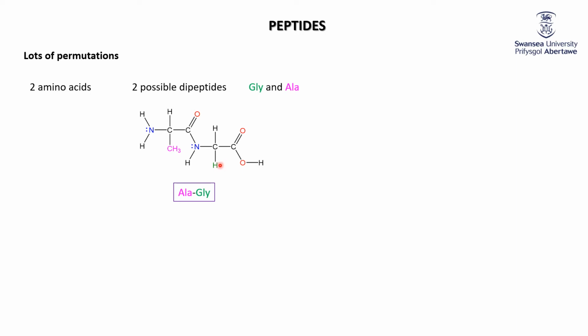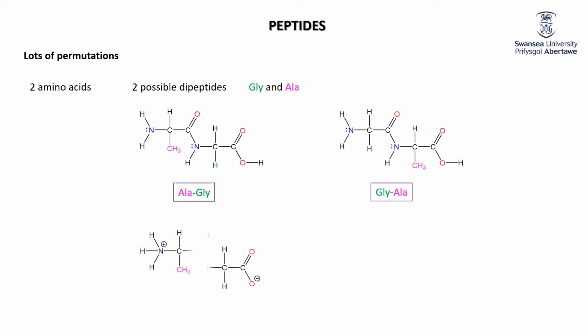Now I could put these together so that I either have the glycine on the C end and the alanine on the N end, or the other way around, so it's the glycine on the N end and the alanine on the C end. You can see that these are two different dipeptides, two different molecules, okay, based on which one has got the free amine and which one has got the free acid.